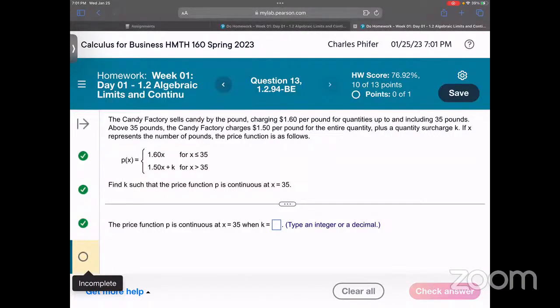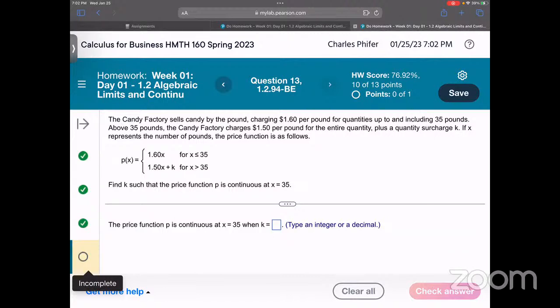Let me see how many more we have. We've got a few more. Let's give this one a go. It says the candy factory sells candy by the pound, charging $1.60 per pound for quantities up to and including 35 pounds. Above 35 pounds, it charges $1.50 per pound for the entire quantity, plus a quantity surcharge of K. If X represents the number of pounds, the price function is shown below. So we have this piecewise function. Find the K such that the price function P is continuous at X equals 35.